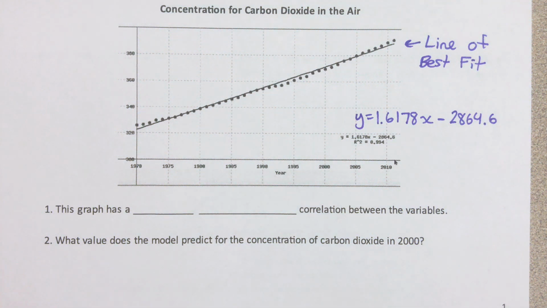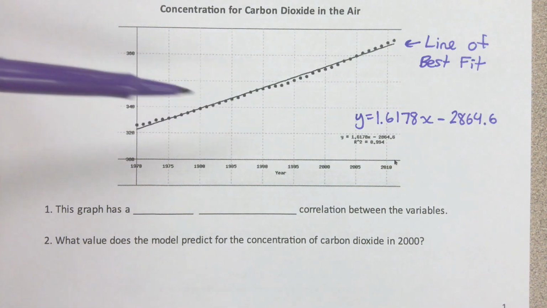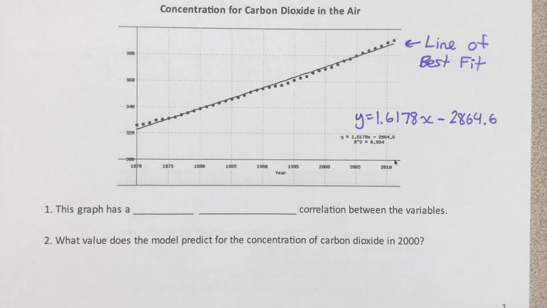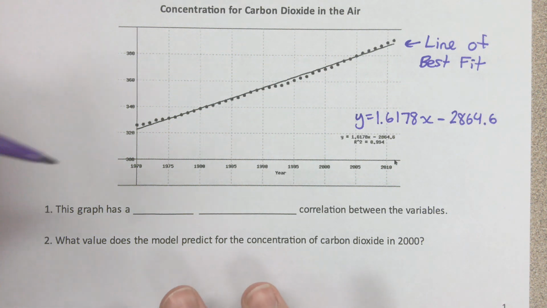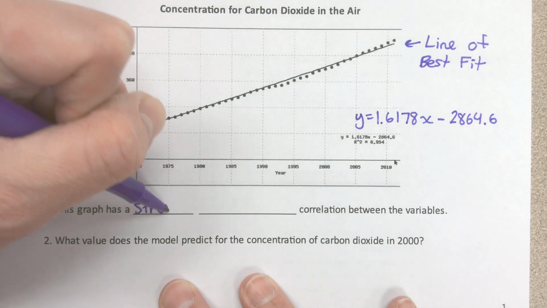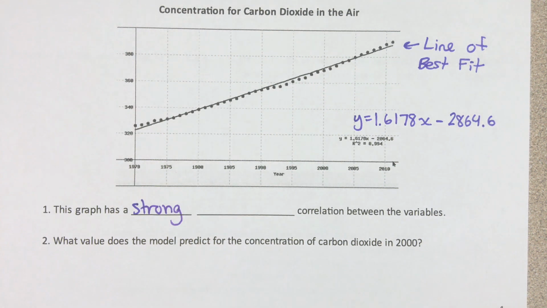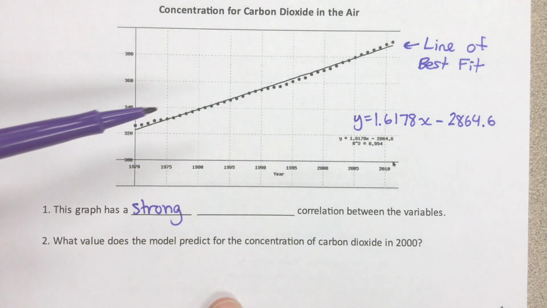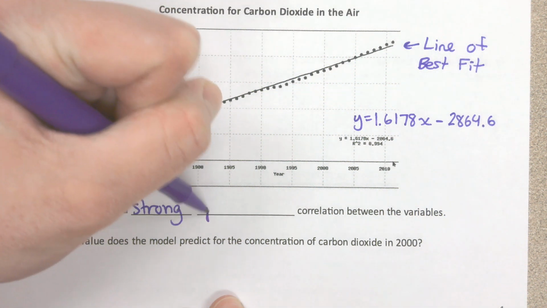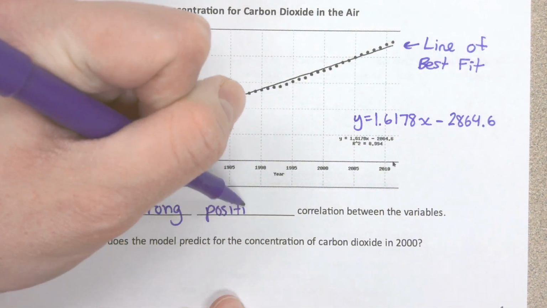Couple questions here. First, we're going to identify what type of correlation this graph has. First, we identify it as strong or weak. As you can see, these points are very close together, forming almost a perfect line. That is a very strong correlation. The other thing to note is that as we move to the right, this graph goes up. This is a positive correlation.